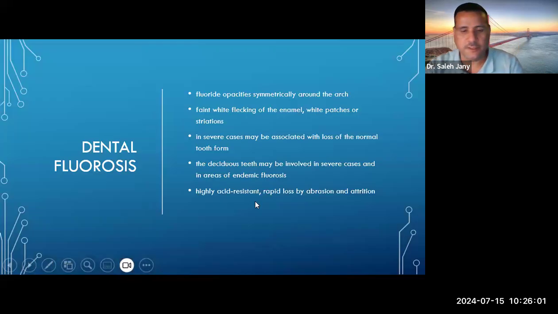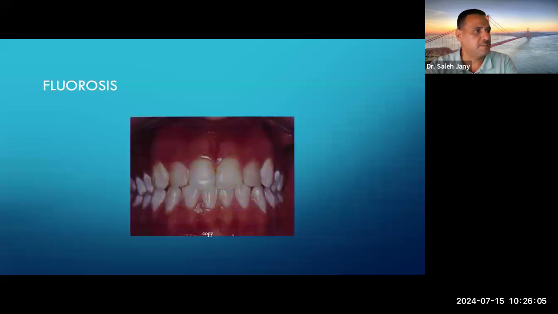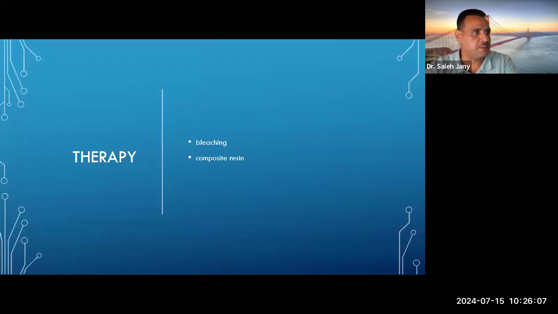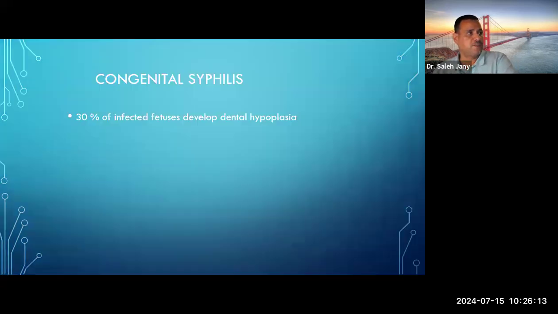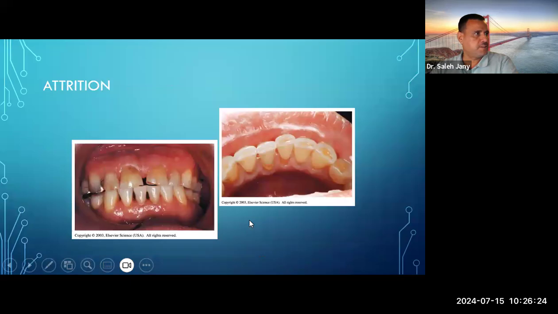I've seen a lot of this. This is fluorosis. I talked about dental fluorosis. This is a picture of fluorosis. Treatment is composite. I do veneers, or you can do a crown on it. Then congenital syphilis, which we were talking about. This is Hutchinson teeth, abnormal screwdriver-shaped teeth, or mulberry molars.